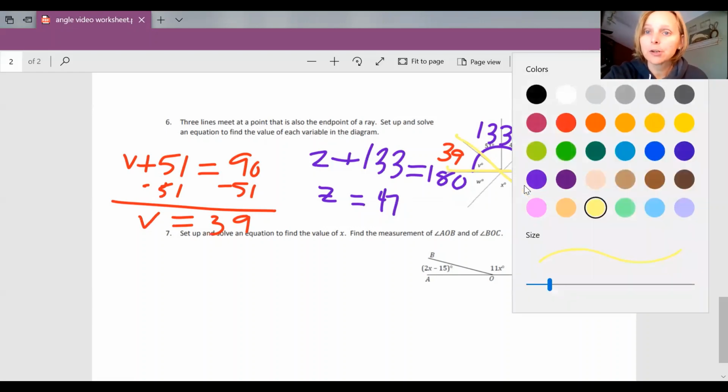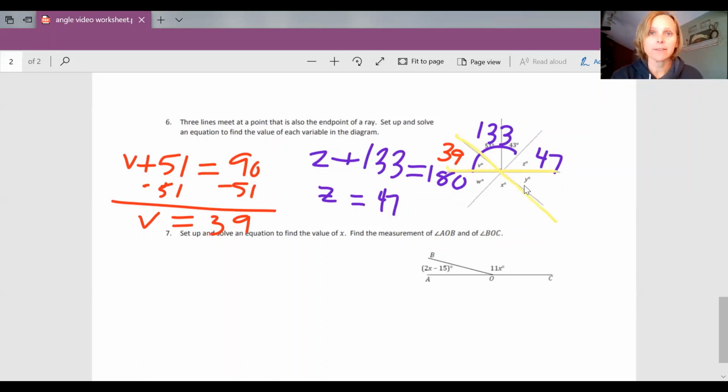And what do we know about vertical angles? Vertical angles have the same measure. So if V is 39, Y is also 39. And then we look for another vertical pair. Well, this is going to get pretty colorful in a minute.